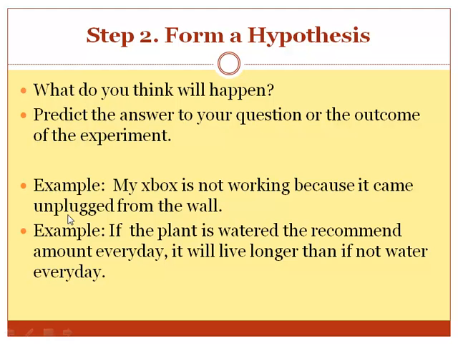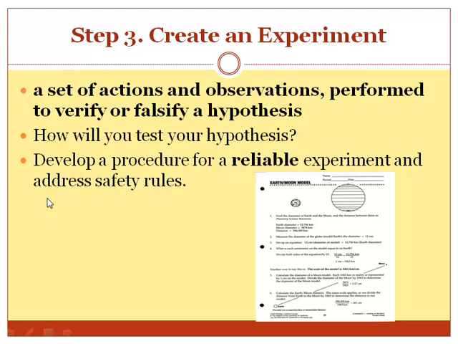So step 3, you're going to create an experiment. So what is an experiment? It's a set of actions or observations performed to verify, that means prove, or falsify, prove wrong, a hypothesis. So how will you test it? And you have to make sure your procedure or your list of steps is reliable and they address safety rules.